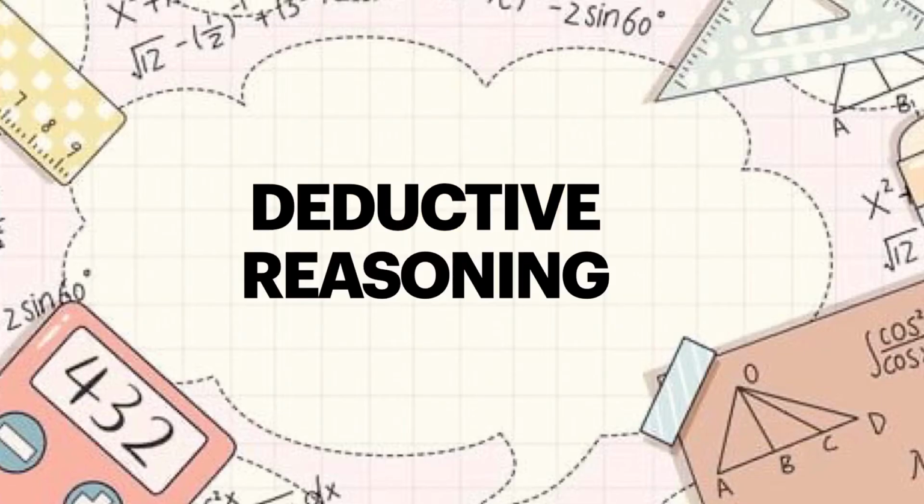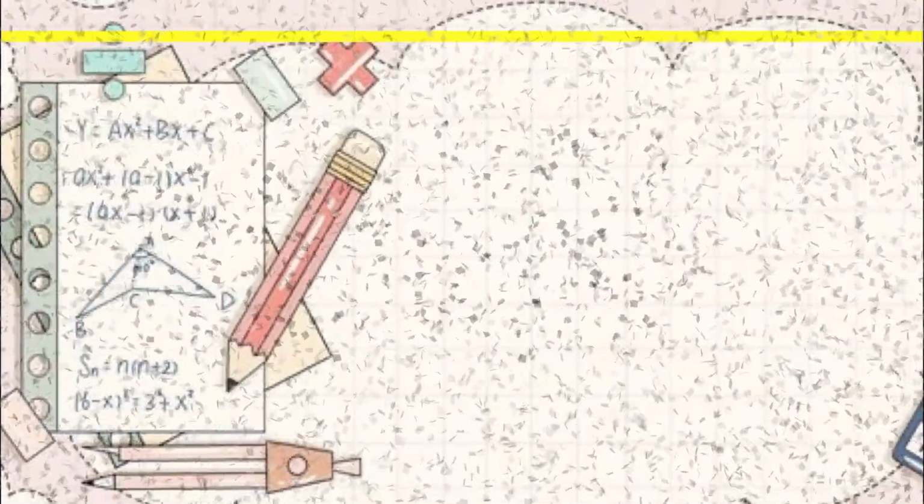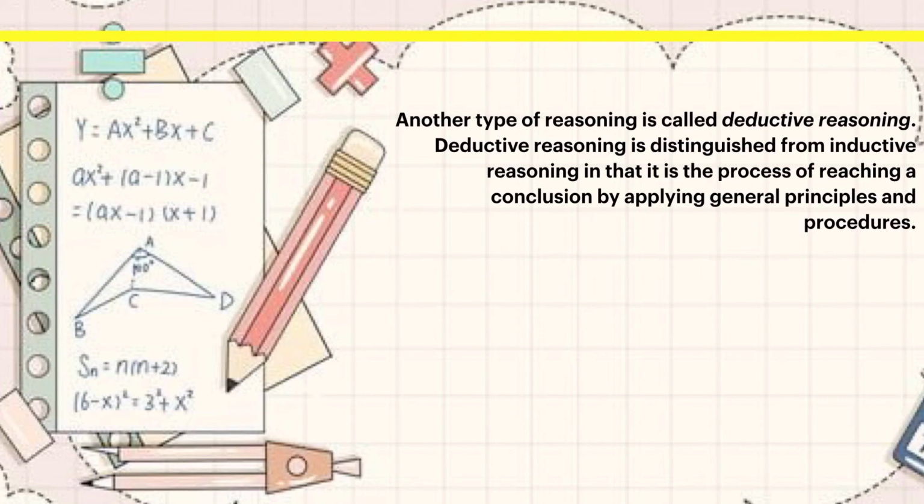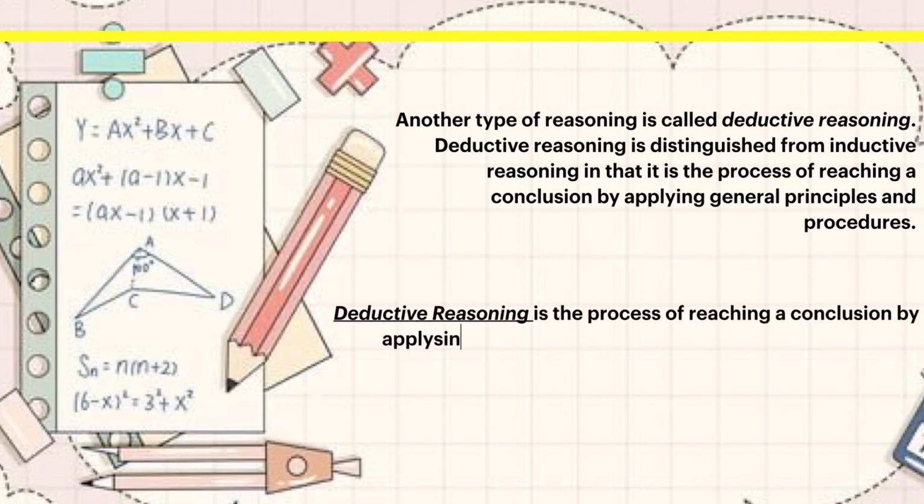So next is deductive reasoning. What is deductive reasoning? It is another type of reasoning, distinguished from inductive reasoning in that it is the process of reaching a conclusion by applying general principles and procedures. Basically, deductive reasoning is the process of reaching a conclusion by applying general assumptions, procedures, or principles.